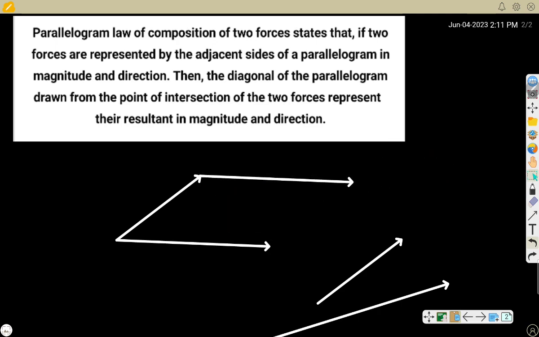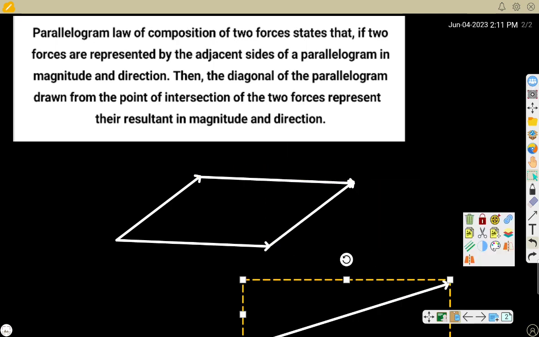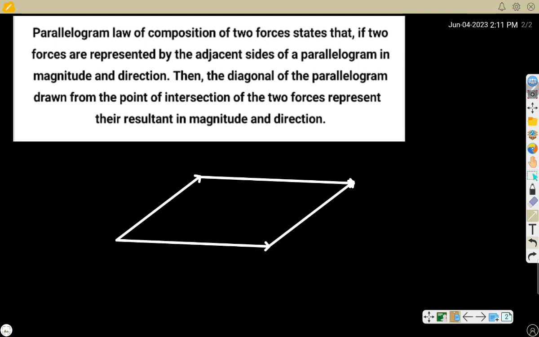So let me complete it back. So I've completed the parallelogram now. So the diagonal is this. So this is the resultant. So the angle which the two vectors make with each other is this. Y here will be the angle which the resultant makes with the horizontal, like that. So we have stated the law. So let's say the B part, the calculation.